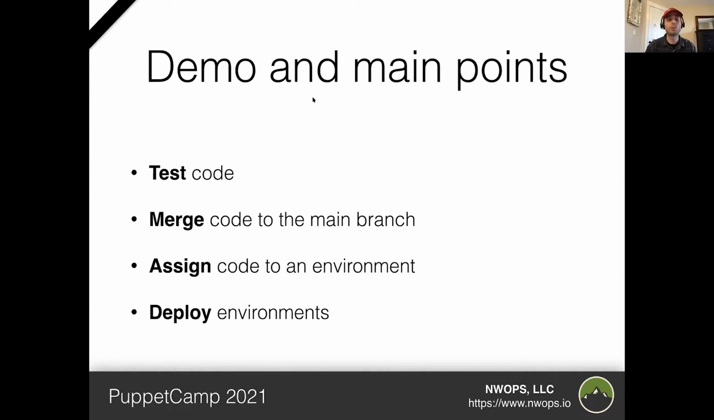You don't have to. If it doesn't work, you don't merge it. But when it does work, you do merge it into a branch. Now, in this particular topic, I'm going to be talking about the main branch. I'm talking about the actual name of the branch, which is called main, right? So once we merge, then we assign the code to an environment.